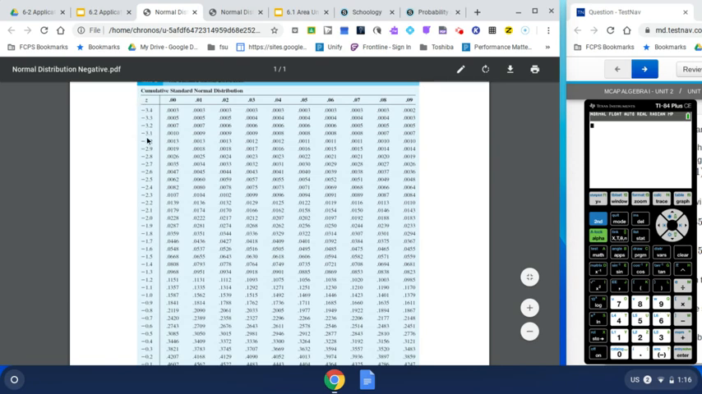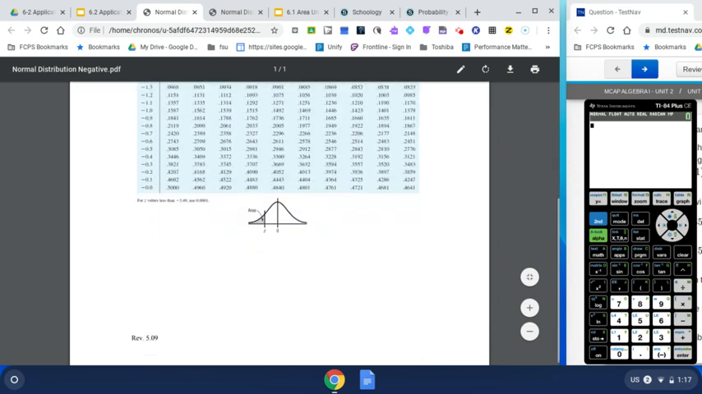In this first left column, we see the whole number and the first decimal place. And across the first row, we see the second decimal place. So if we want to look up a particular z-value, we're just going to go down to a particular row and across to a particular column to match the z-score that we want to find. For instance, if we want to find negative 2.52, we would go down to negative 2.5, and we want to go over to the column that is 0.02, and we find the area that's associated with it.